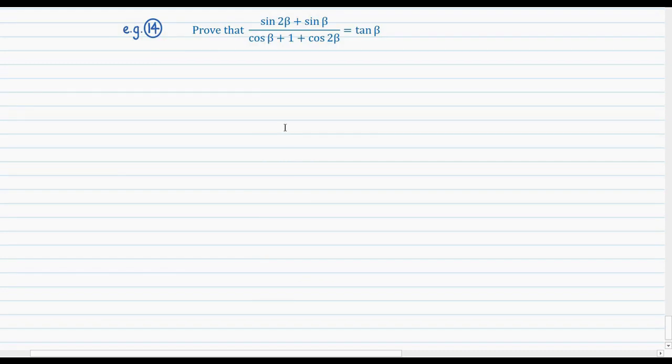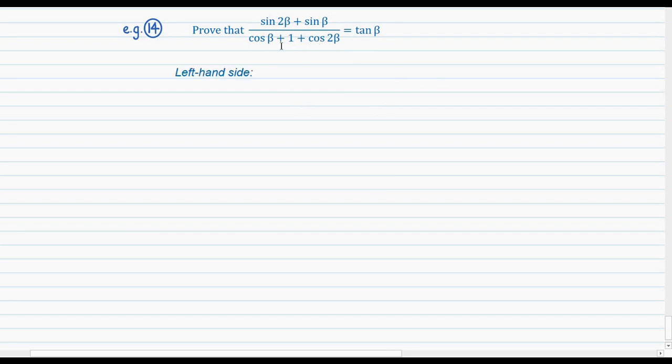Then for the final example of this section of the topic, we need to prove that (sine 2 beta plus sine beta) over (cos beta plus 1 plus cos 2 beta) is equal to tan beta. So the idea is we need to rewrite one of these sides and rearrange till we finally get something equal to the other side. So we could choose the left side or the right side. And it seems much easier to break this down and eventually reach tan beta than to expand tan beta somehow and somehow end up at this. So we'll break down the left hand side.